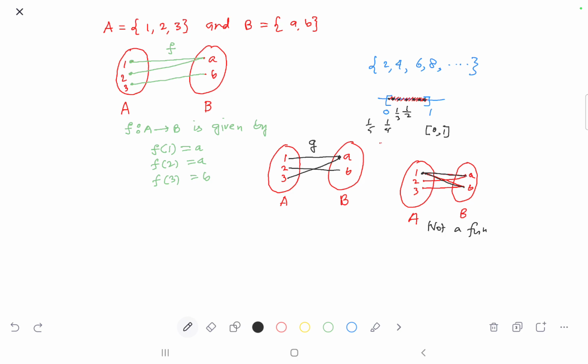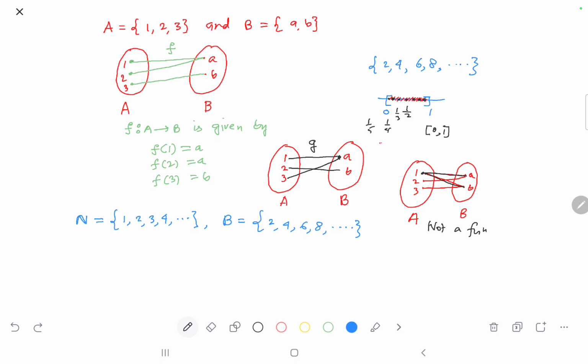Okay, fine, good. Since it is a finite set, you can represent it using this diagram. For an infinite set, you have to write a rule, a formula. So let me tell you here. We have a set A, let's say it contains all natural numbers 1, 2, 3, 4, a set of all natural numbers N. And set B, let's say, is given by all even numbers 2, 4, 6, 8, and so on.